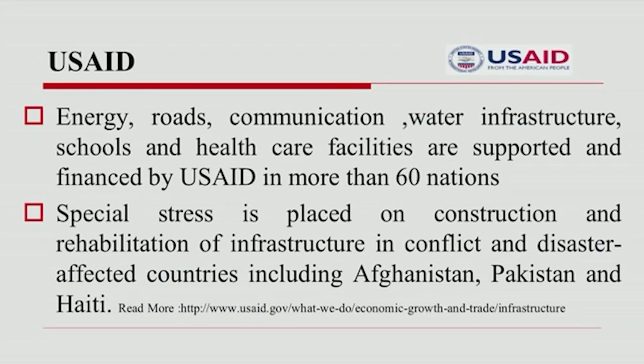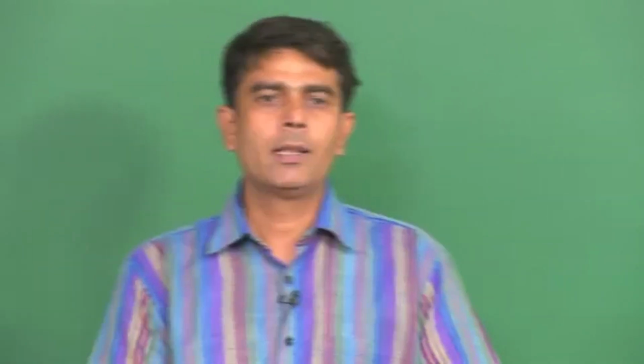We cannot ignore discussing here the contribution of USAID, which is one of the older donor agencies for many developing countries today. Energy, roads, communication, water infrastructure, schools, and healthcare facilities are supported and financed by USAID in more than 60 nations today. A special focus is again placed on the construction and rehabilitation of infrastructure in conflict and disaster affected countries. Some examples one can see today are in Afghanistan, Pakistan and Haiti.